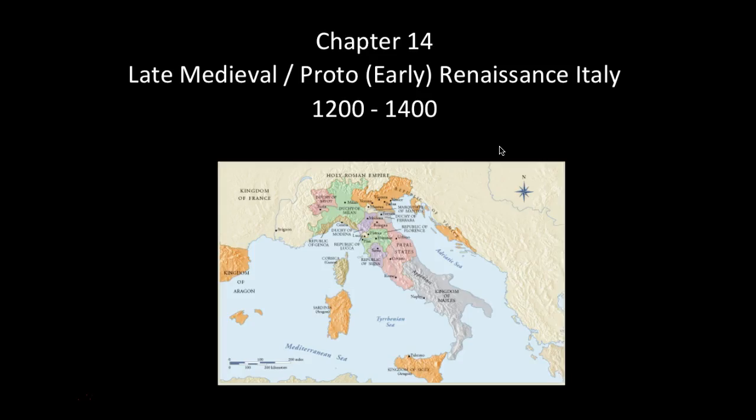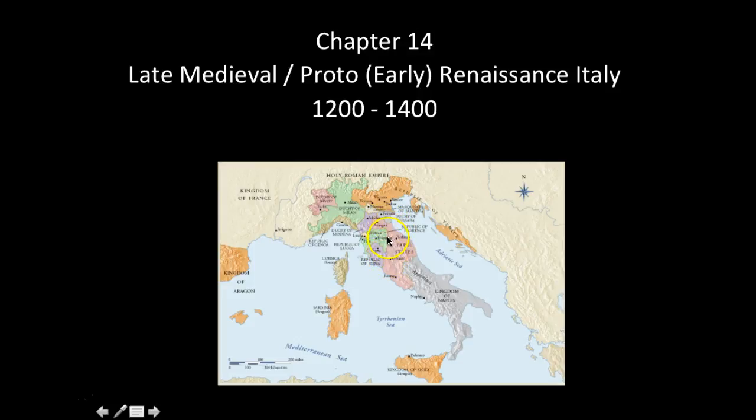Okay, so moving on to the historic context for the late medieval and proto-Renaissance in Italy, which will be chapter 14. If you look at the Italian boot, notice how many independent city-states there are. And oftentimes they are ruled by an oligarchy. Here's Rome, and notice Rome is going to be controlled by what's called the Papal States. And notice the region it covers here.